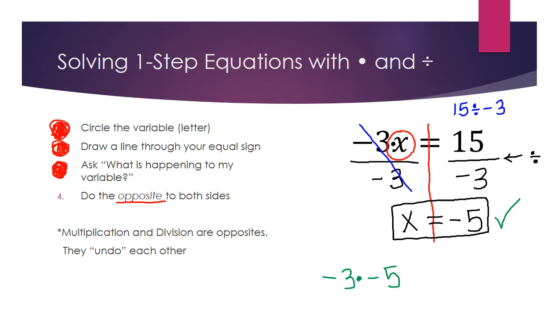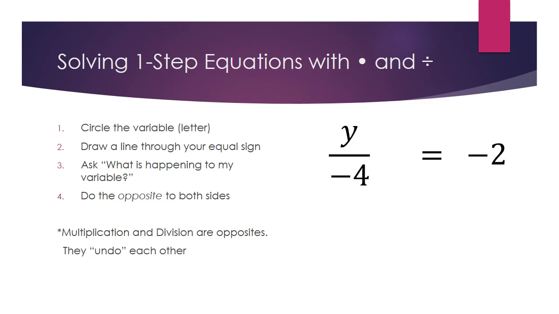X equals -5. Let's try another. This one I left some extra space, and you'll see why here in a second. Step 1 says to circle my variable. So I circle my letter, done. Step 2, draw a line through my equal sign to keep things balanced. Step 3, ask what is happening to my variable. Well, my variable is part of this fraction, but remember that fraction just means division. So y is being divided by -4.